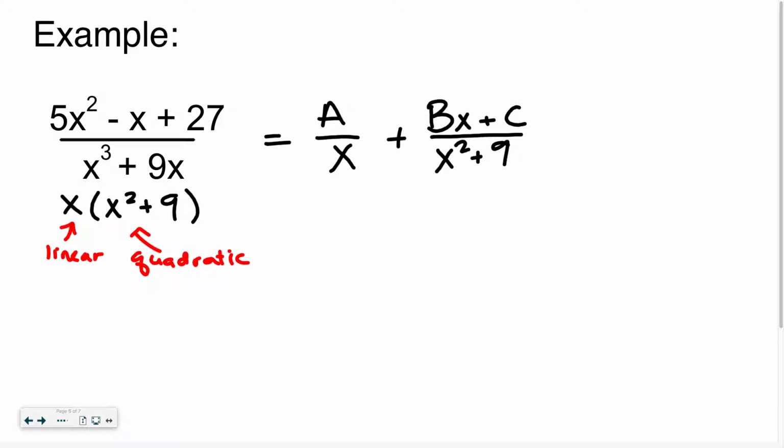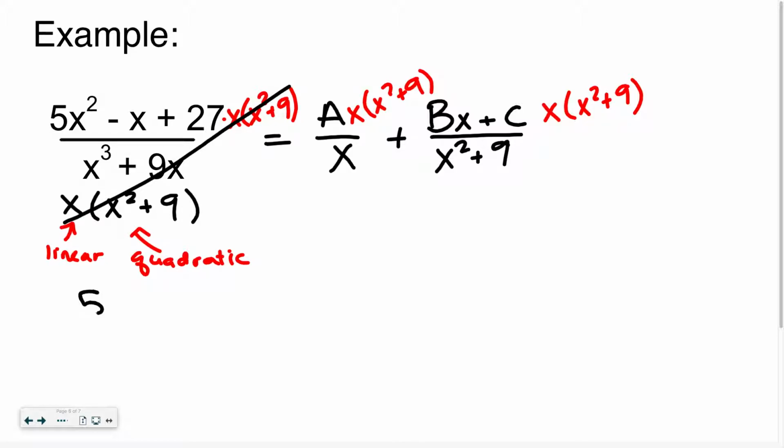If you have a quadratic factor in the denominator that does not factor, then in your numerator you'll have an x. Okay, multiply by my LCD. That's x squared times, oh, not x squared. That's x times x squared plus 9, right? Well, of course, everything's going to cancel out on the left, so I have 5x squared minus x plus 27.